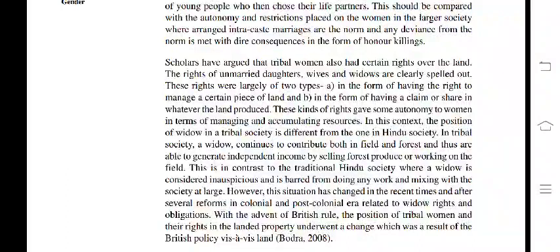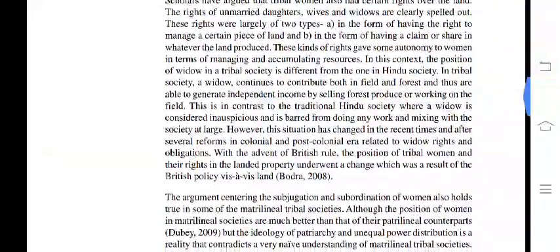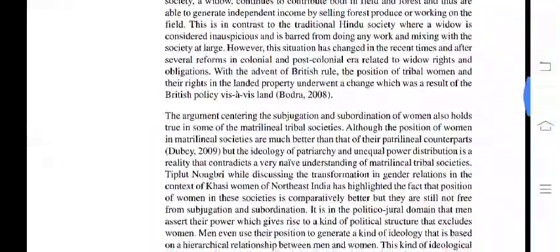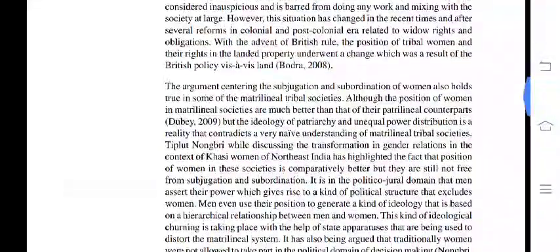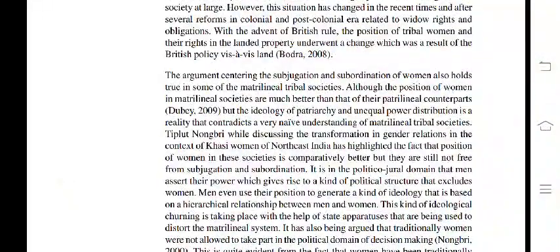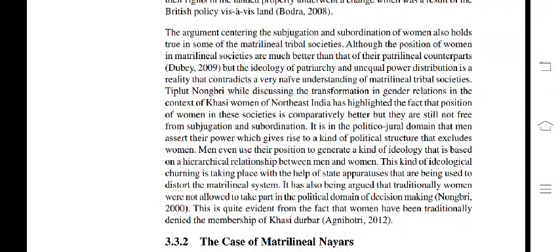However, the situation has changed in recent times after several reforms in the colonial and post-colonial era related to widow rights and obligations. With the advent of British rule, the position of tribal women and their rights in landed property underwent a change, which was a result of the British policy vis-a-vis land, Bordoloi 2008. The argument centering on the subjugation and subordination of women also holds true.